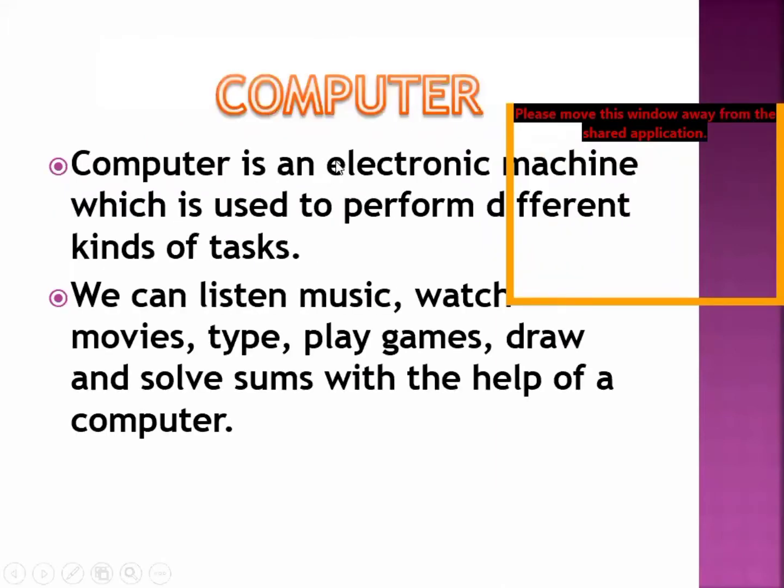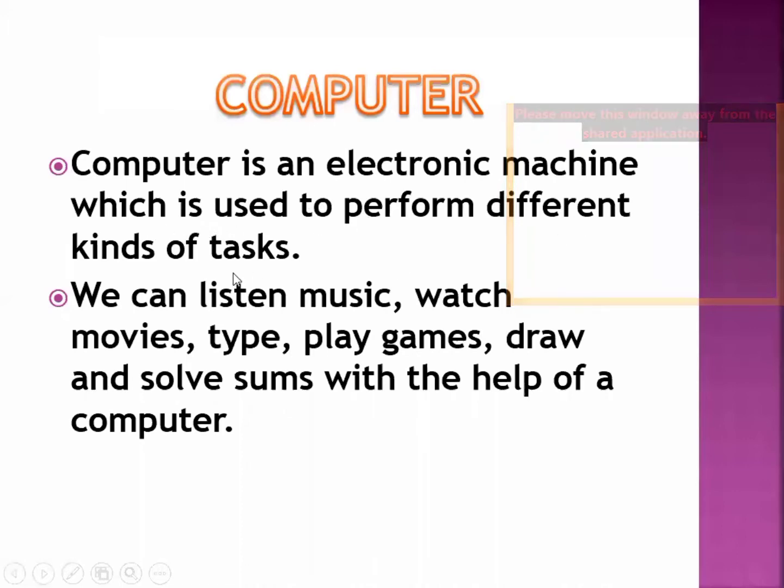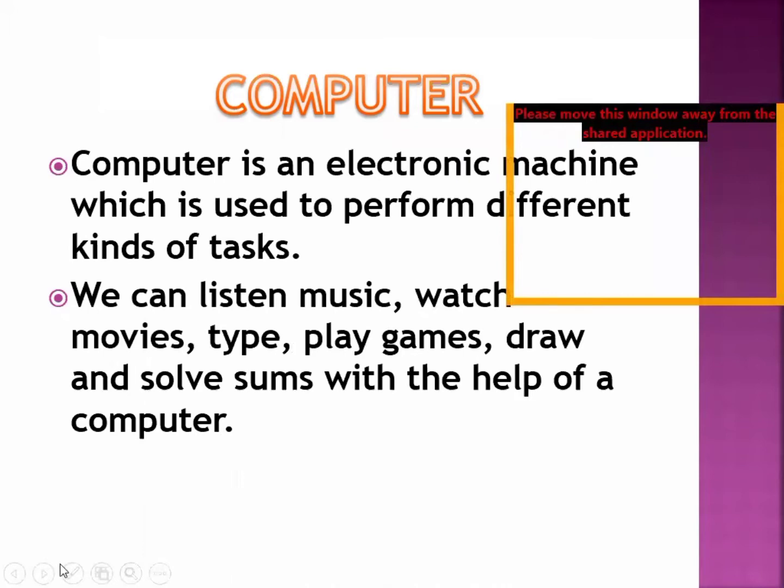In the previous class we discussed what is a computer and what are the uses of a computer. I am telling you again, a computer is an electronic machine which is used to perform different kinds of tasks. With the help of a computer, we can listen to music, watch movies, type, play games, draw pictures, and solve sums.